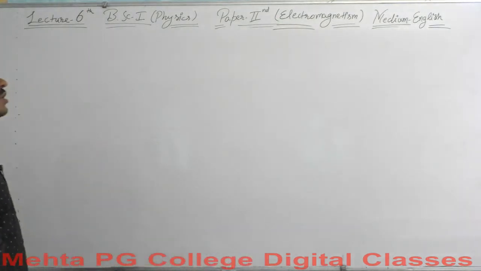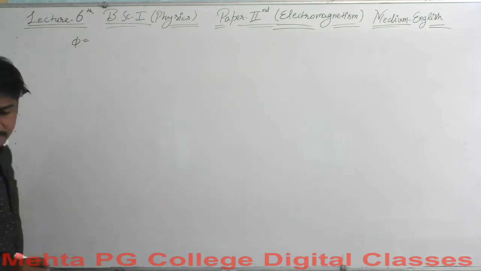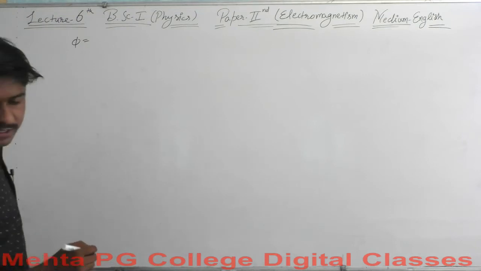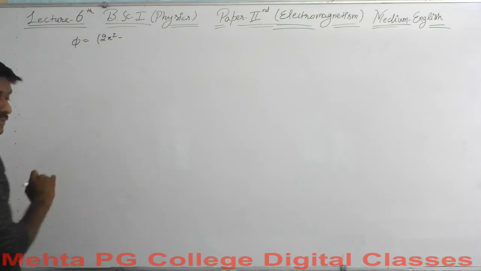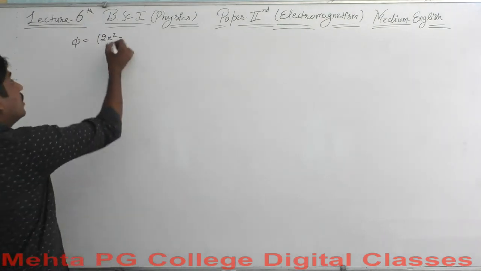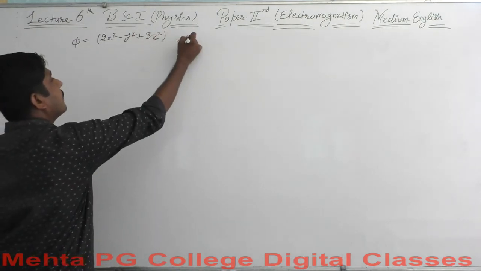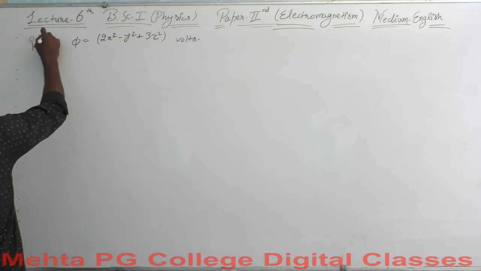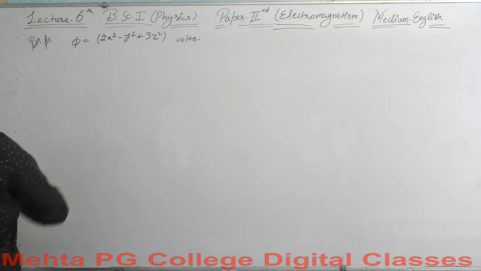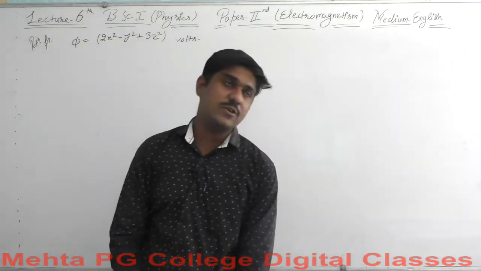The potential function of an electric field is given by phi equals 2x square minus y square plus 3z square volts. This is the value of a potential function. This is the potential function phi, and we are supposed to calculate the electric field here. Electric field for the point.